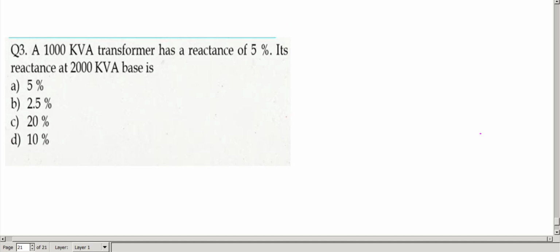A 1000 kVA transformer has a reactance of 5%. Its reactance at 2000 kVA base. See here, what is a base here? Actually, if you consider a power system, from the generating station to the load, the alternator is there, the transformer is there, the transmission line is there, and the load is there. So each has different ratings.